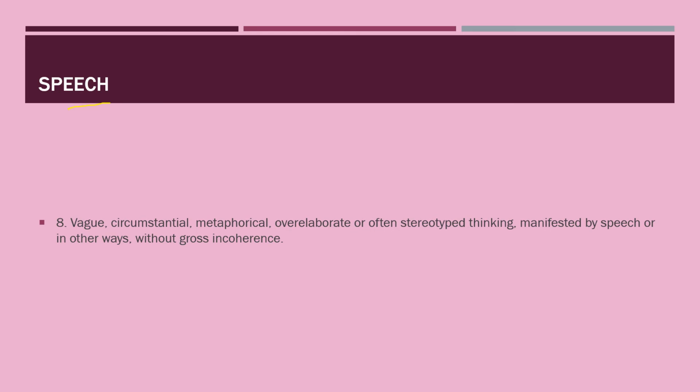Speech, that's number 8. Speech can be vague. It can be circumstantial. Circumstantial means that you ask one question, they will keep on going around and around but will not reach the target and answer the question that you asked. Let's say we asked them, where did you go yesterday? Oh, I went to there, then I met my friend, I saw another person, I saw another person, I bought something, but they will never answer where they've been, to which town or which shop or which place.